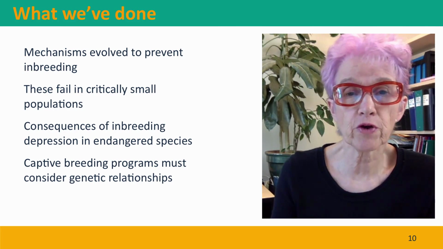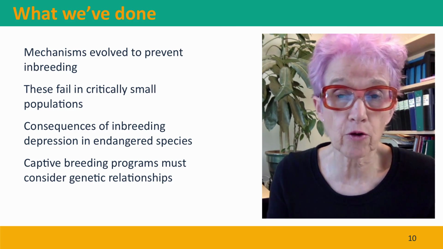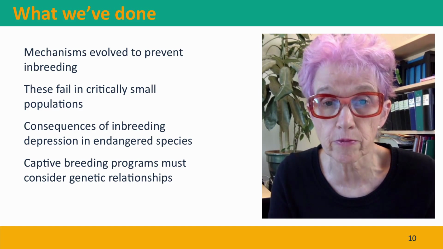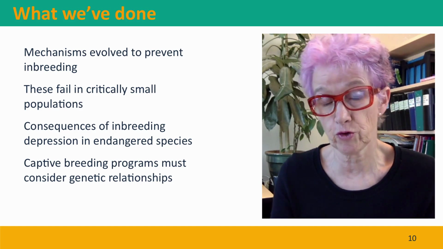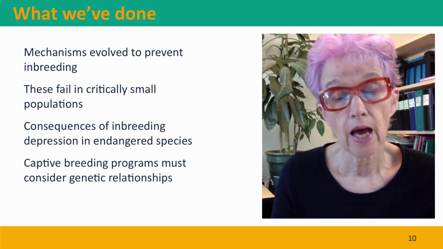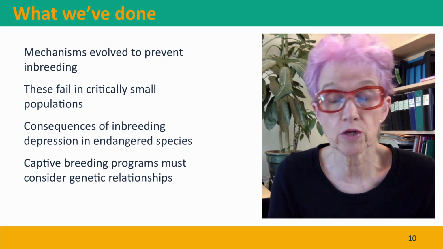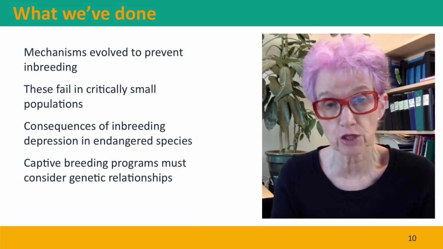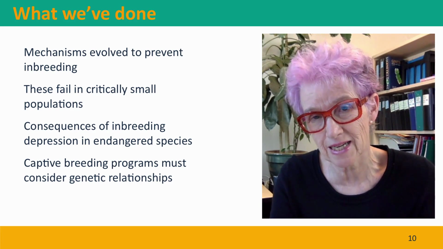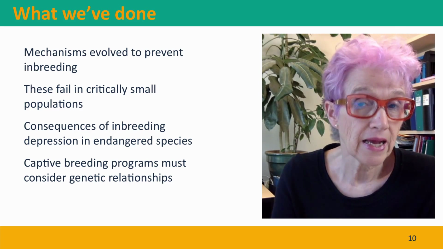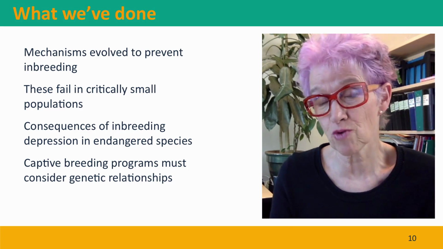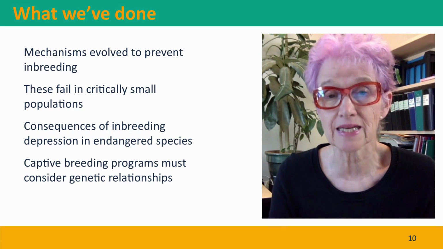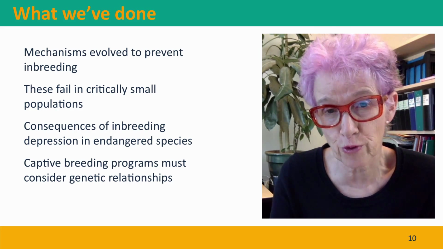So what we've done, we've talked about inbred and outbred populations. We've talked about mechanisms that have evolved to prevent inbreeding and how they fail in critically small populations. The consequence is inbreeding, which can further cause inbreeding depression, which further endangers the species, worsening its chances of survival. And captive breeding programs have to take drastic steps to maintain the genetic diversity that exists in the breeding program.